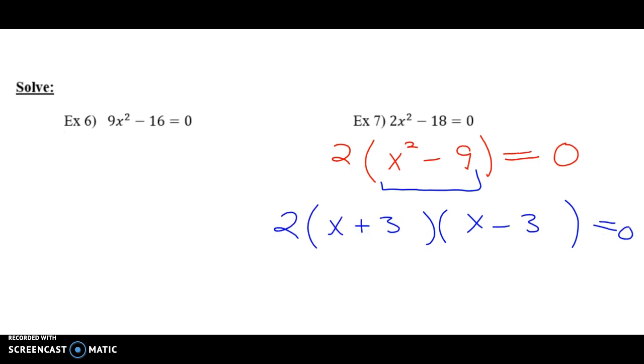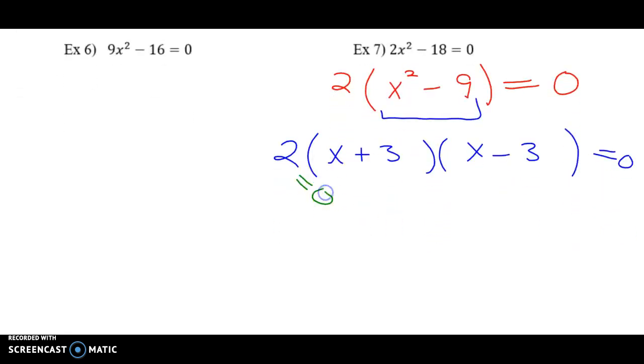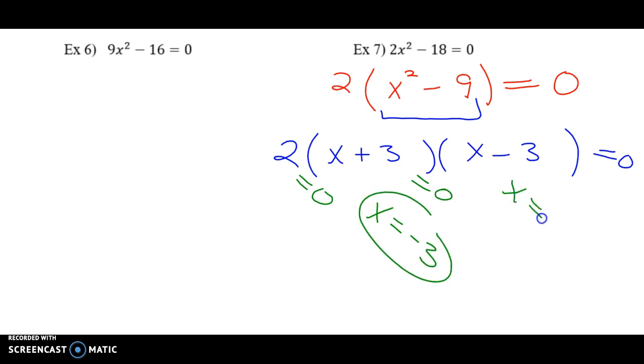Does the 2 out front give me an answer? If I set 2 equal to 0, do I get an answer out of that? No. But if you set this equal to 0, you'll get x is negative 3. And if you set this equal to 0, x is positive 3. So regardless of how you do it, you'll get the exact same answer.